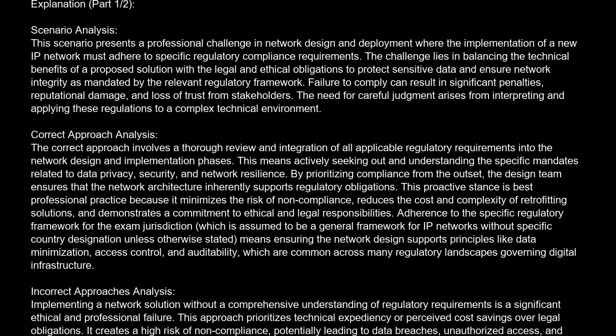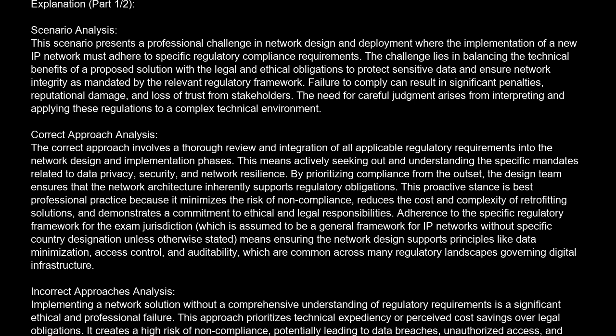Adherence to the specific regulatory framework for the exam jurisdiction, which is assumed to be a general framework for IP networks without specific country designation, unless otherwise stated, means ensuring the network design supports principles like data minimization, access control, and auditability, which are common across many regulatory landscapes governing digital infrastructure.